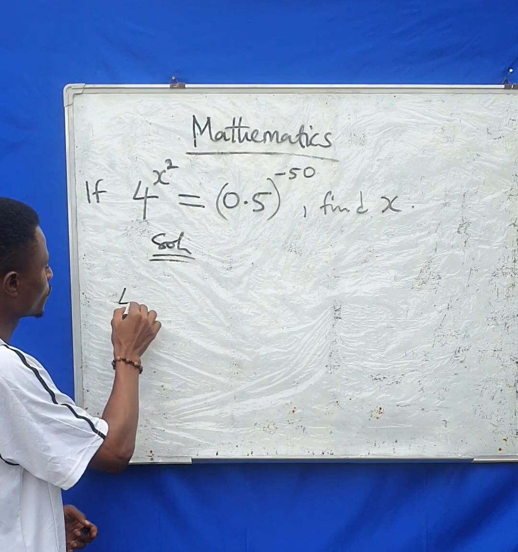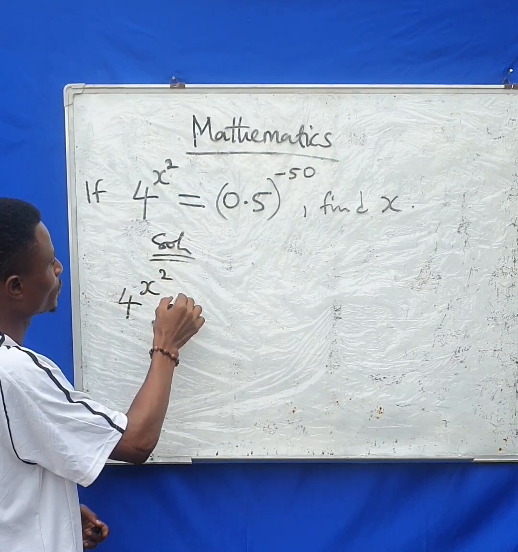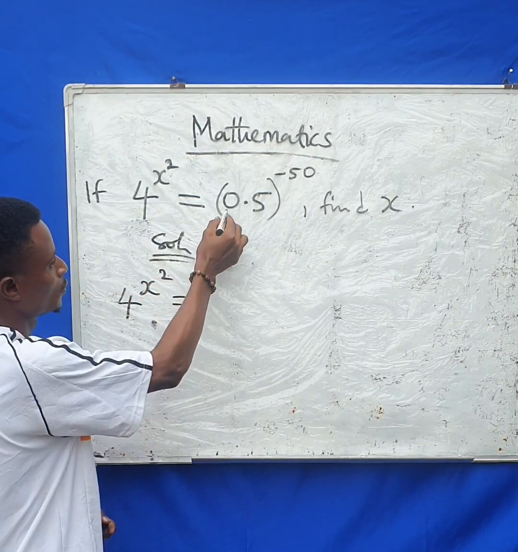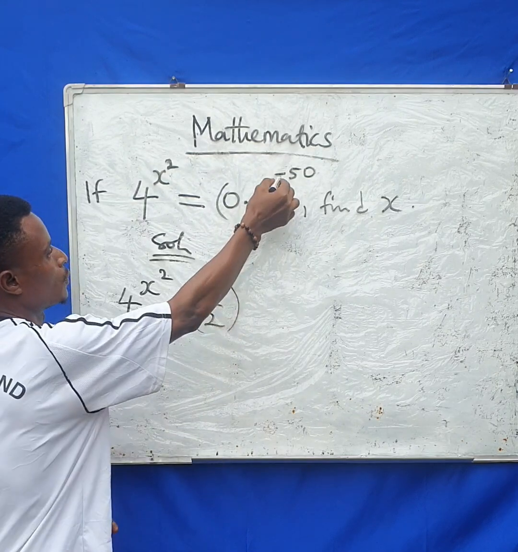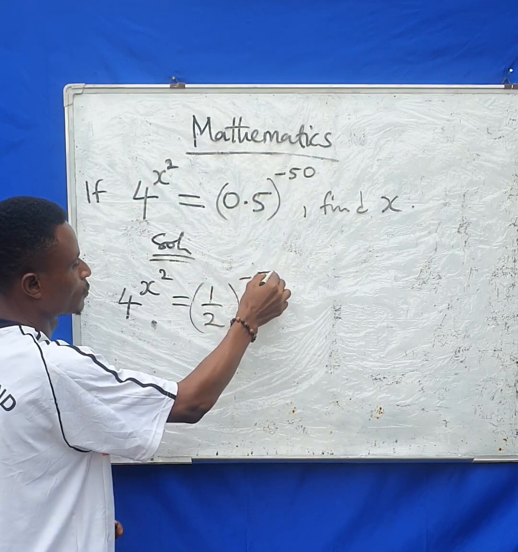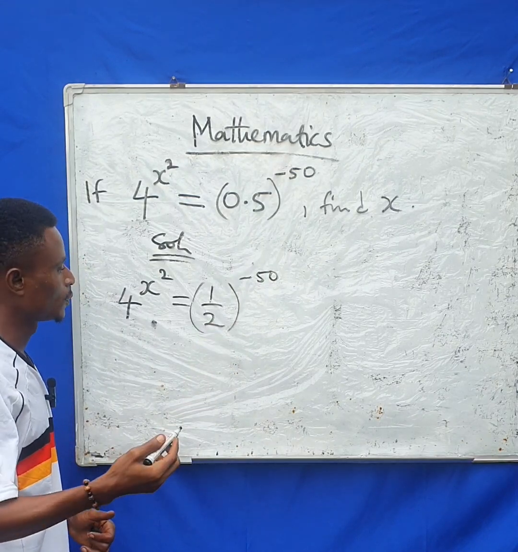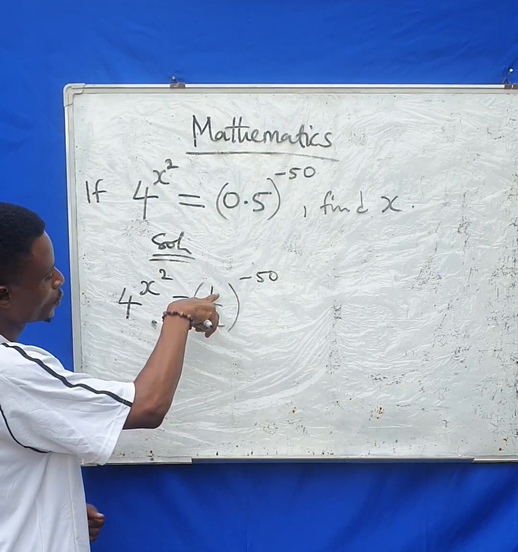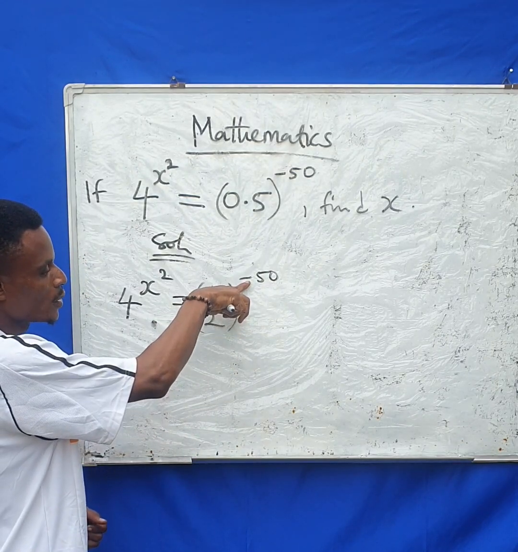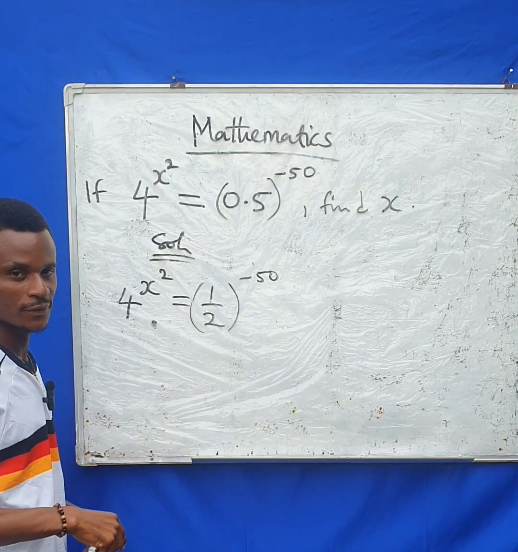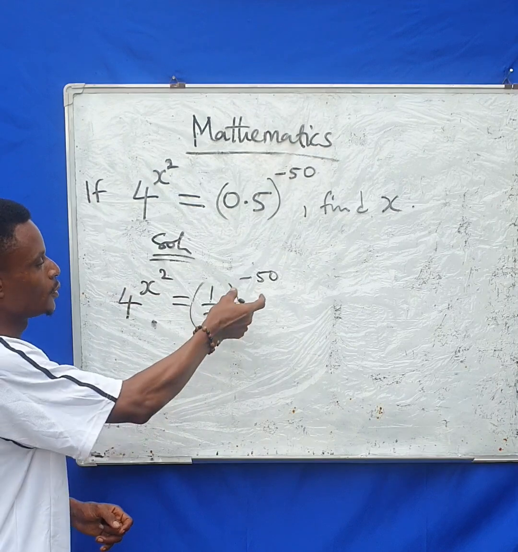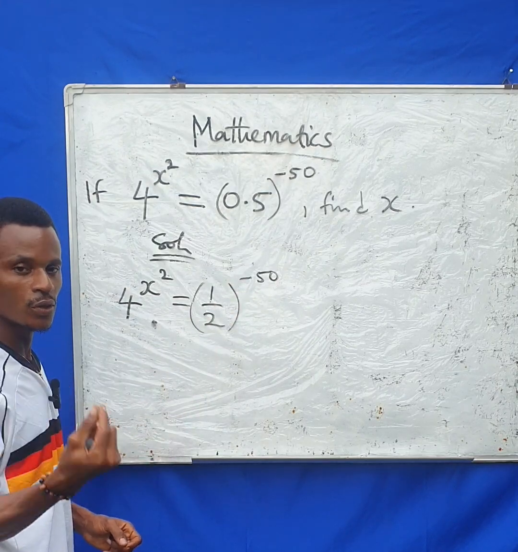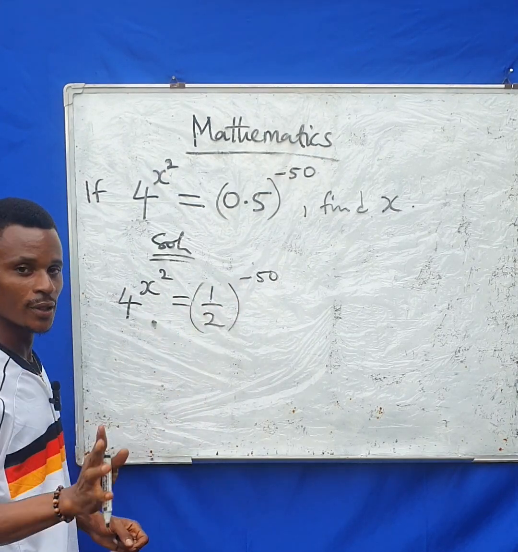Here we have 4 raised to the power of x squared equal to, in place of this, I put 1 over 2. Then raised to the power of minus 50. The next thing to do is to turn this upside down so that the power here will become positive. This is a negative power. When you turn this upside down, this power becomes positive. The minus sign will no longer be there.